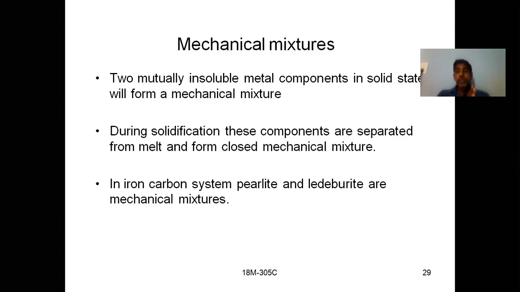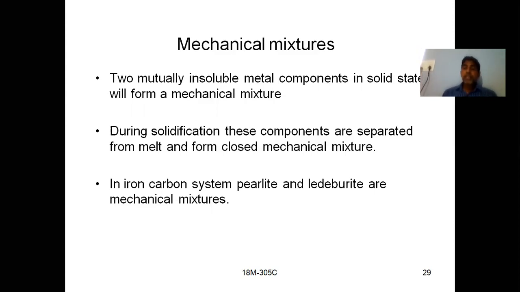So we can identify that it will not be a single one. You are having A and B, and you are able to separate them from the melt, and they form a closed mechanical mixture. That is the difference between a solid solution and a mechanical mixture. In solid solution, they are soluble in each other, but here they are insoluble in each other, and not chemically reacted like your chemical compound. Here they can be separated from the melt during the solidification process. If you go for the examples in the iron carbon equilibrium system, pearlite and ledeburite. We are going to discuss what is meant by pearlite and ledeburite. These are the examples for a mechanical mixture.